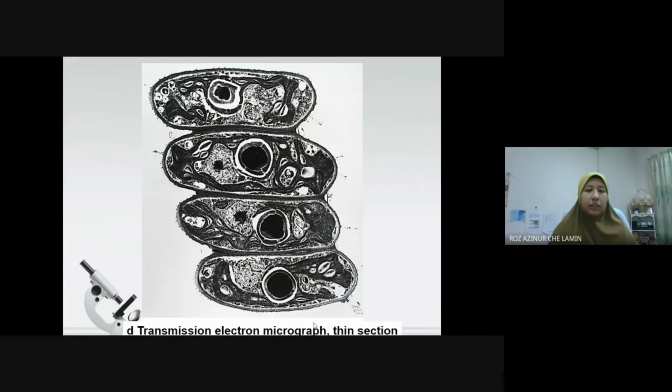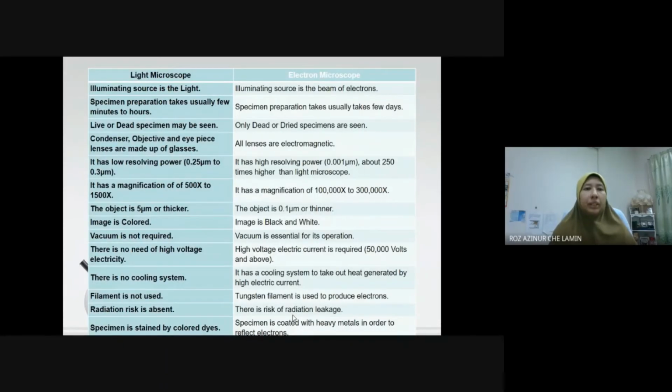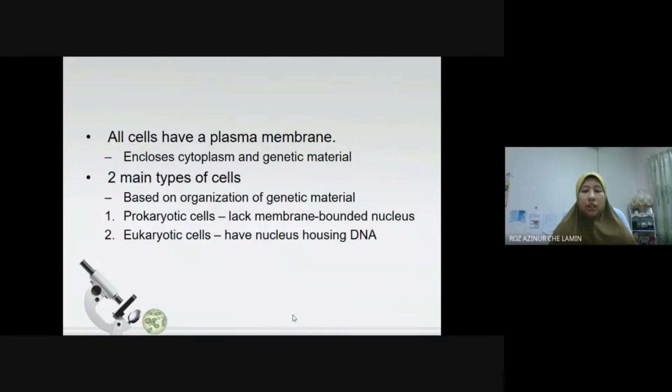Okay, this is the figure that we can observe under the transmission electron micrograph with a thin section. Now we can see the differences if we use the same image for the light microscope. This is the scanning electron micrograph. You can see it in 3D. Here are the differences between the light microscope and the electron microscope. I hope you can read this later in your lecture notes.